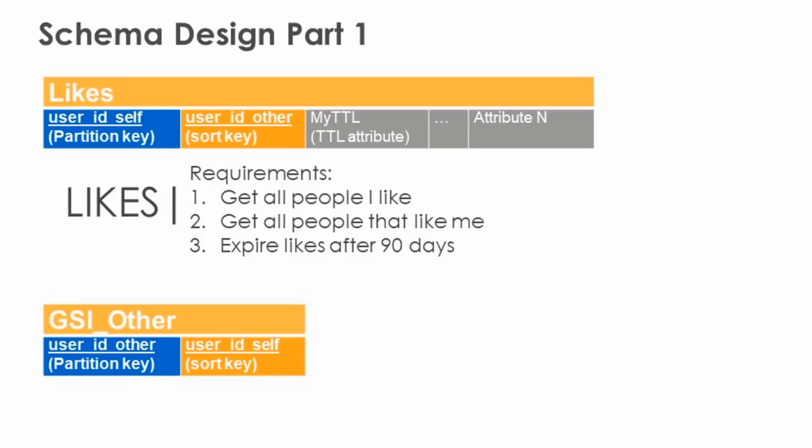But how do I get all the people that I like? Well, the easiest thing is to create a likes table with my user ID, and then I'm going to like some other person, which we're just going to call other. Then we create a global secondary index on the other attribute. So I can query either the likes table or the GSI to find all the people that I like or all the people that like me.